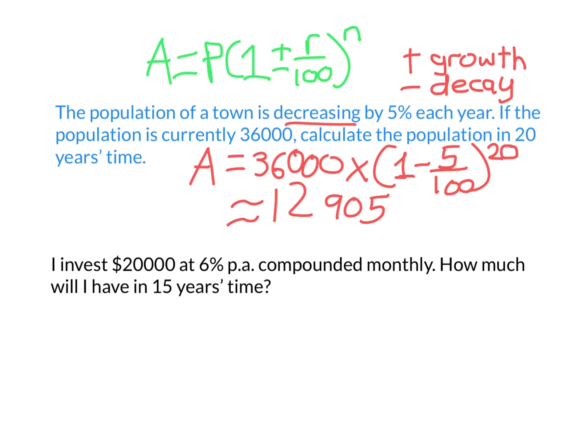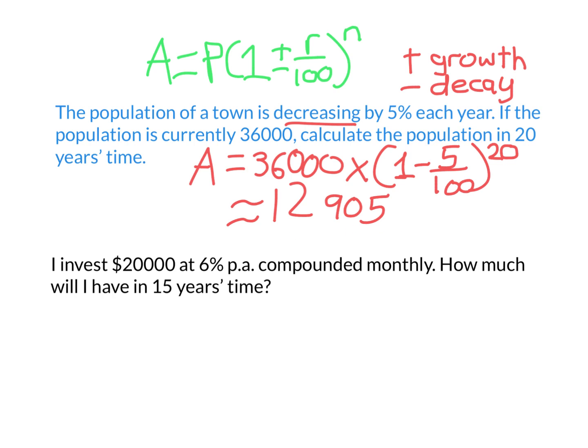So with exponential decay, it decreases at a decreasing rate. 5% of 36,000 is 1,800. So the population of this town would decrease by 1,800 in the first year. It'd decrease by a little less in the second year, a little less still in the third year, and so on. So 5% times 20 is 100%, but you can see that the population didn't decrease to 0. It didn't decrease by 100% because the amount by which it's decreasing goes down each year. That's why there's still 12,905 people.